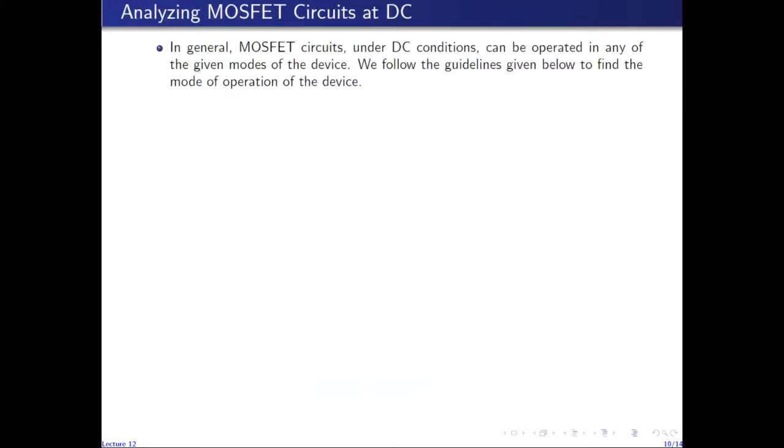So far we have assumed that the biasing circuits ensure that the MOSFET operates in saturation mode. But in general, DC circuits could have MOSFETs operating in any mode, either in the saturation mode, or in the triode mode, or even in the cutoff mode, depending upon the conditions of the circuit.